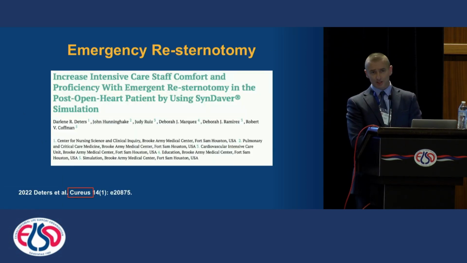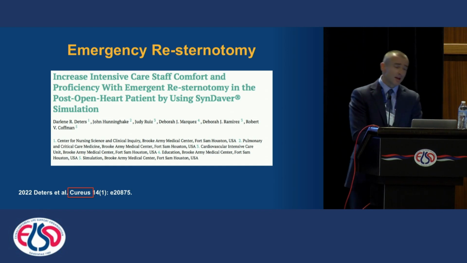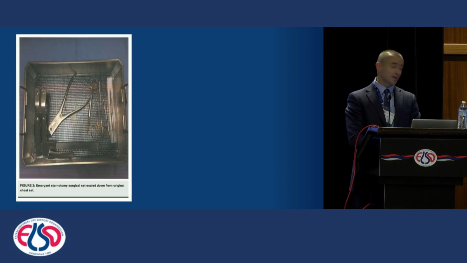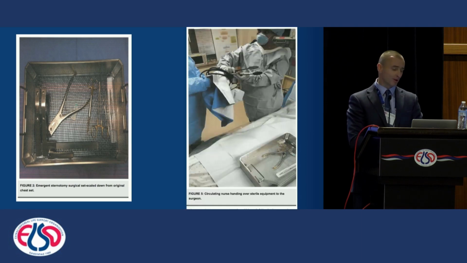But some groups actually try to tackle it. And they train the ICU staff in emergent resternotomy procedures. For example, this group published a paper on this process. Just like the very name of the journal, I was very curious how they did it. So they organized the equipment. They got the trays from the operating room.